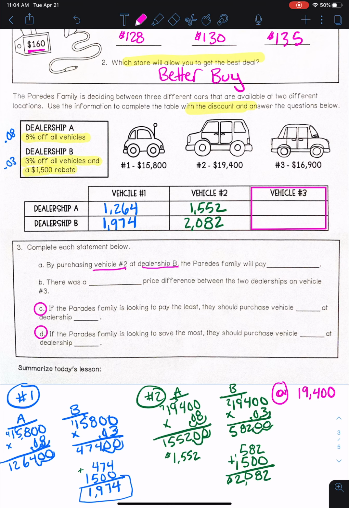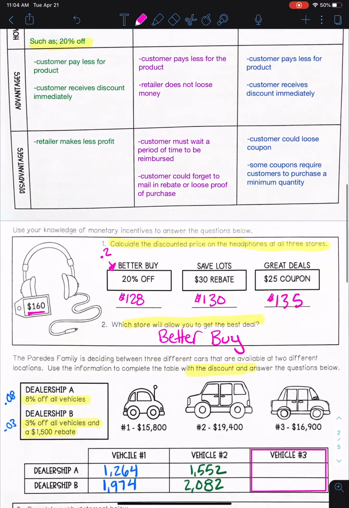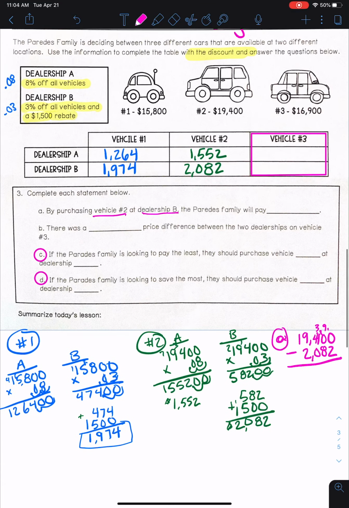Vehicle 2 is $19,400. In dealership B, I get $2,082 off, so I'm going to subtract $2,082, and I'm going to get, oh no, $17,318 is what I'm going to end up paying for vehicle number 2 at dealership B.